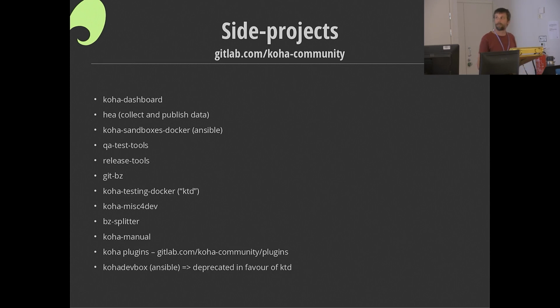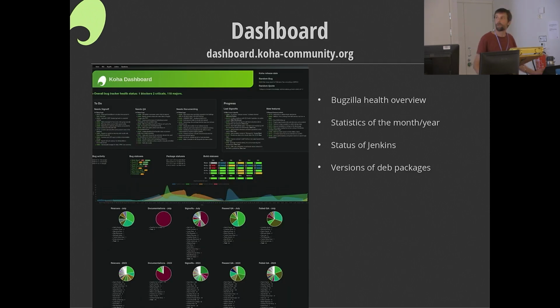We also have side projects. They are all hosted on GitLab. We have a dashboard here, we'll talk about it later. Code to run sandboxes. Repository for the QA team and the release team. A modified version of gitbz, which is a small command line tool to interact with Bugzilla. Koha testing Docker is what developers use every day. And some other stuff.